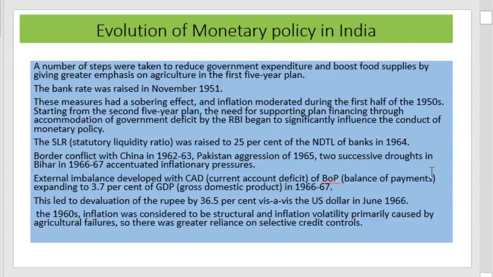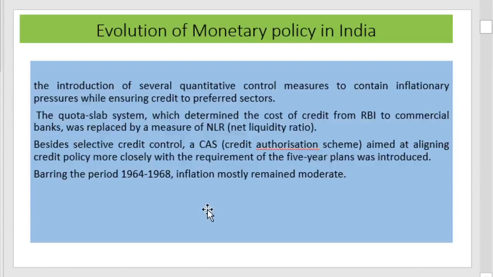That is, the second phase is in tune with the 5-year plans, but the Indian economy faced some extra problems during this period, like the border conflict, Pakistan aggression, and the drought, etc. As a result of this, inflation increased, and the rupee was devalued against the US dollar in 1966. And during this period, several selective credit control measures were also introduced.